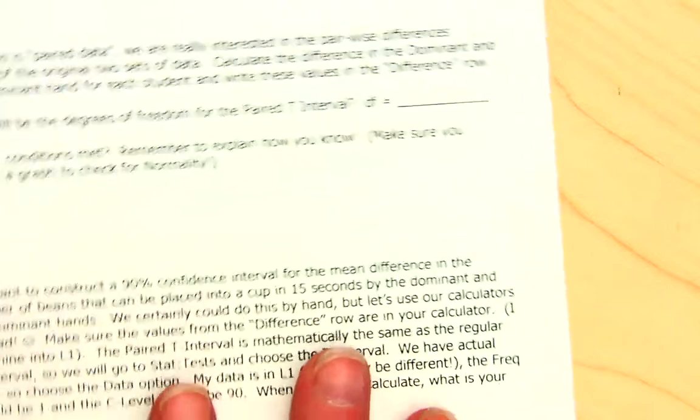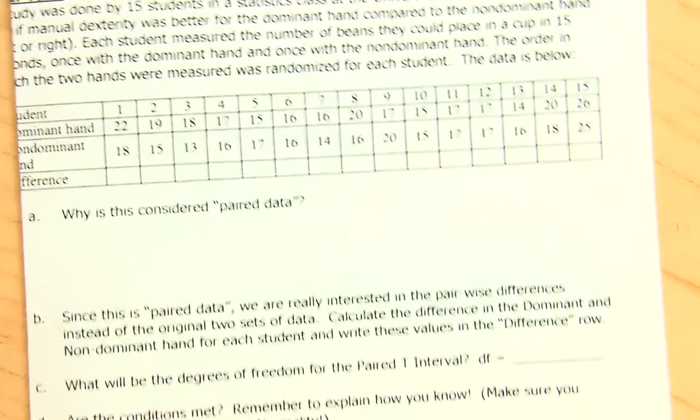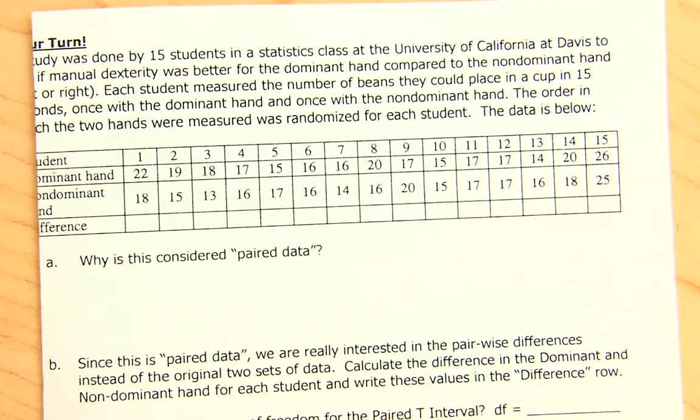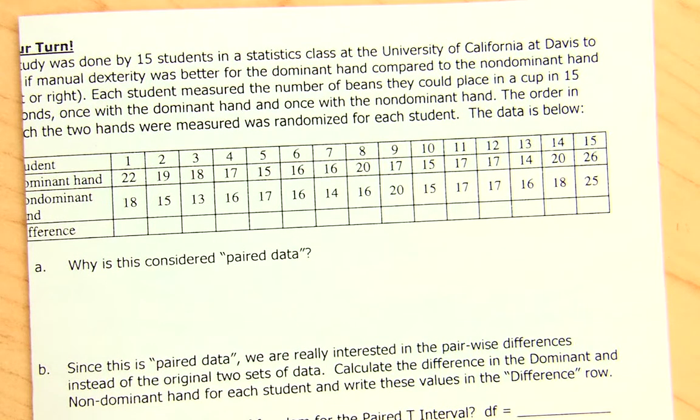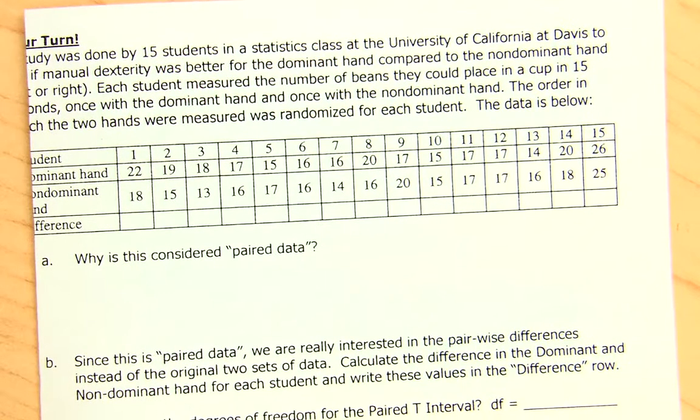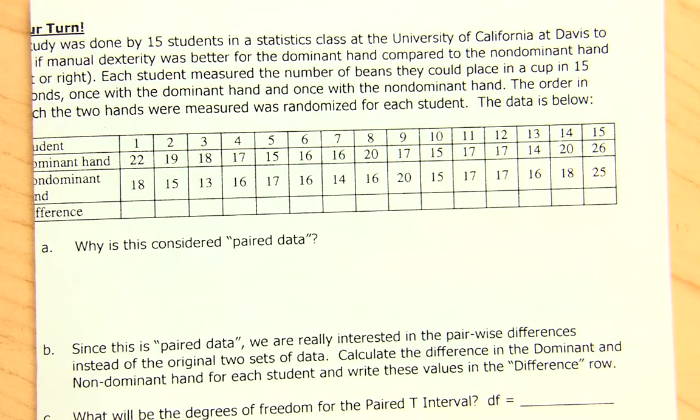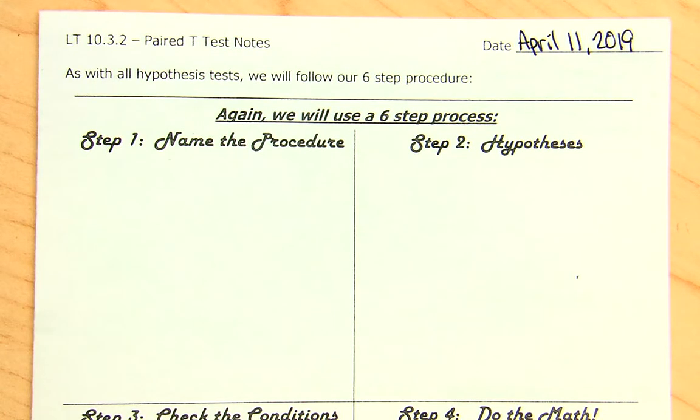Okay. This part, your turn, I'm going to leave this for you guys to do tonight because I want to get to the notes for the T test. So this, you will finish up on your own. If you haven't attached it, those notes will be on page 97. Then take out your paired T test notes.